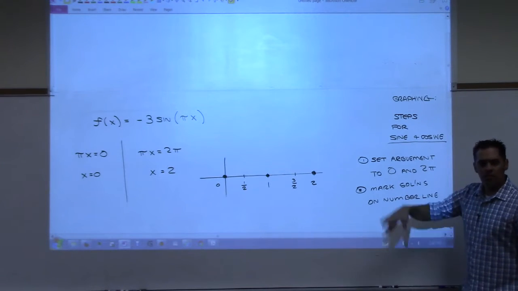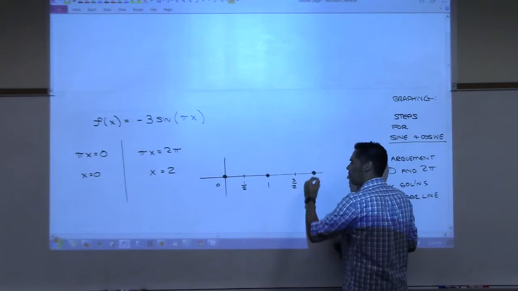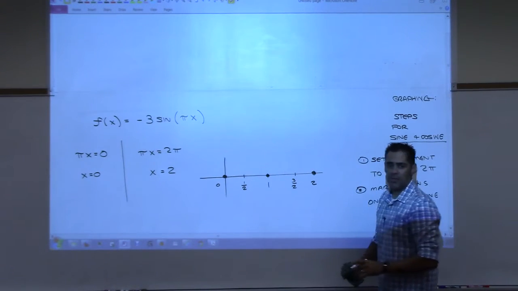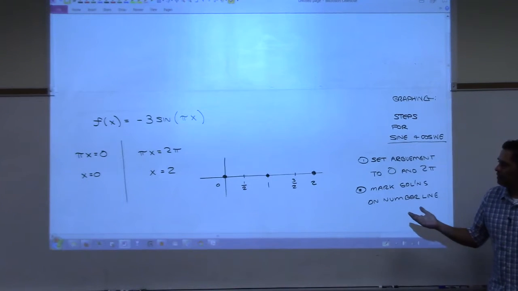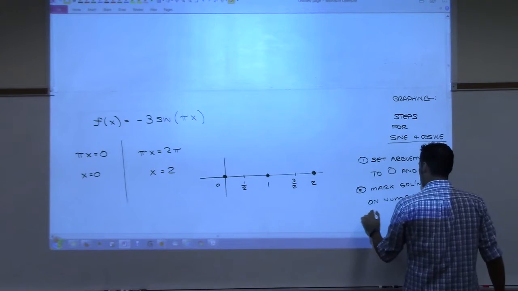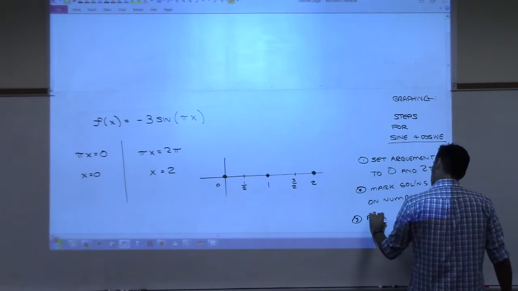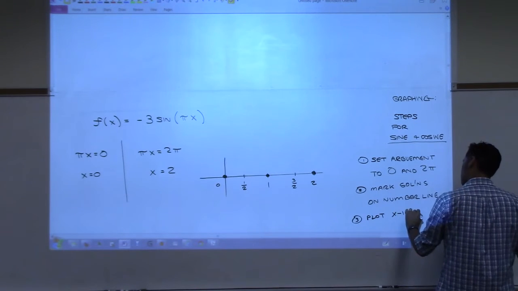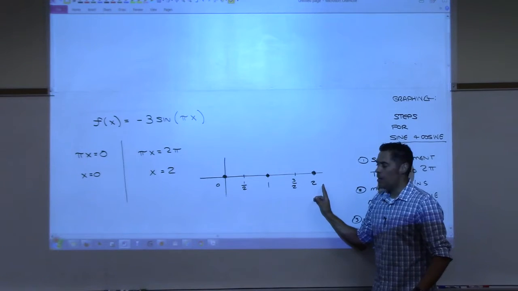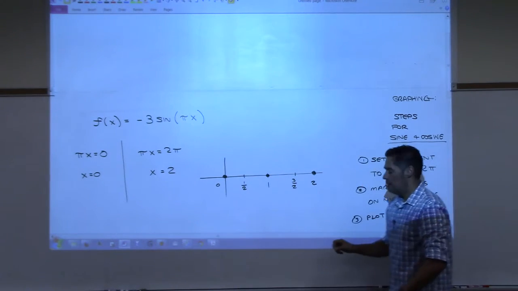Now I need to try and draw the graph, right? I know it's a sine. It's either going to go like this, or it could go down and then go up like that. And the way to determine that, I said, was to do what? Pick one of those points. So mark solutions on number line. And then plot the x-intercepts. So that's what I did. I marked my solutions on the number line, 0 and 2. I marked where the x-intercepts are, which are at the ends and in the middle, right?